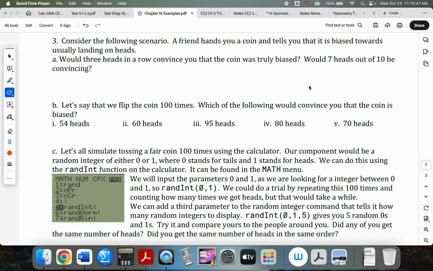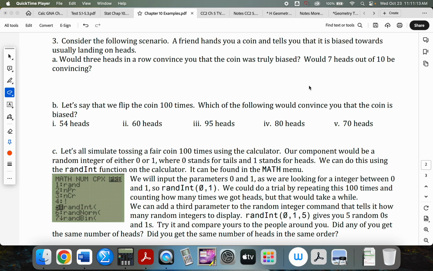Continuing with our examples from yesterday, this is a kind of thought experiment. Consider this scenario. A friend hands you a coin and tells you this coin is biased towards landing on heads. It's what they used to call a loaded coin. Heavy, right? It's heavier on one side.